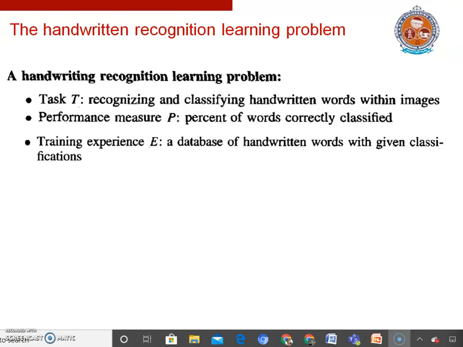The second machine learning problem is the handwriting recognition problem. Here the task is to recognize and classify the handwritten words within images. The performance measure used is the percent of words correctly classified. The training experience is the database of handwritten words along with their class labels.